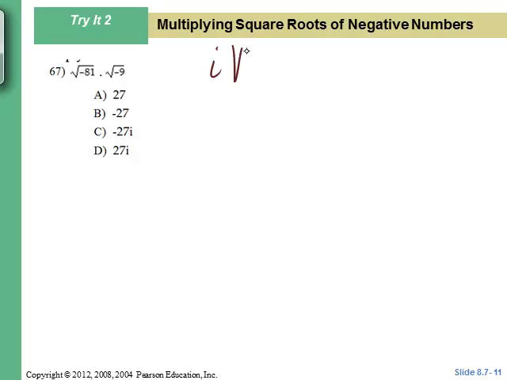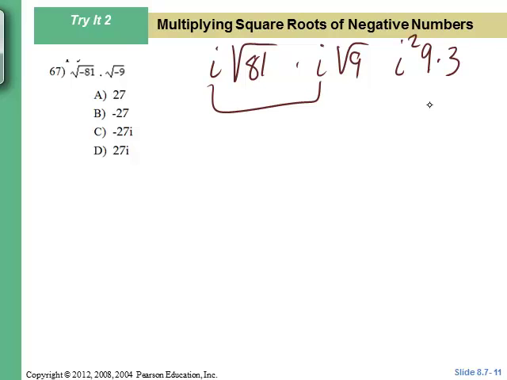Okay, the first one is i root 81 times i root 9. i times i is i squared. Root of 81 is 9. Root of 9 is 3, so that's 27. And then i squared is negative 1. So it's negative 27.